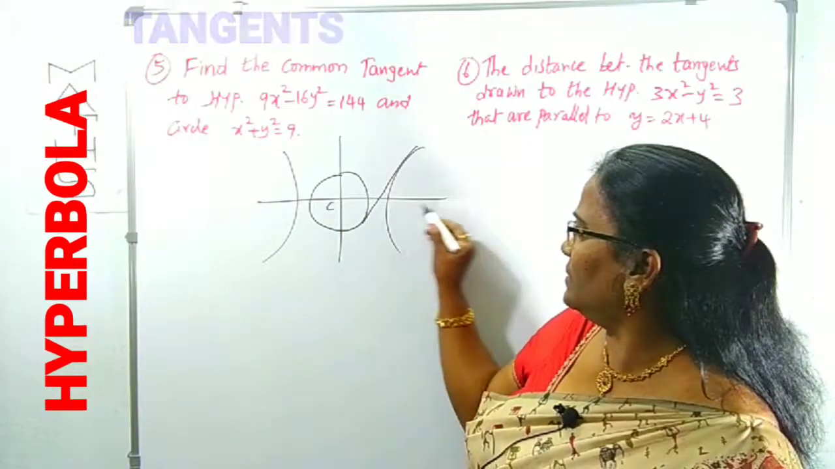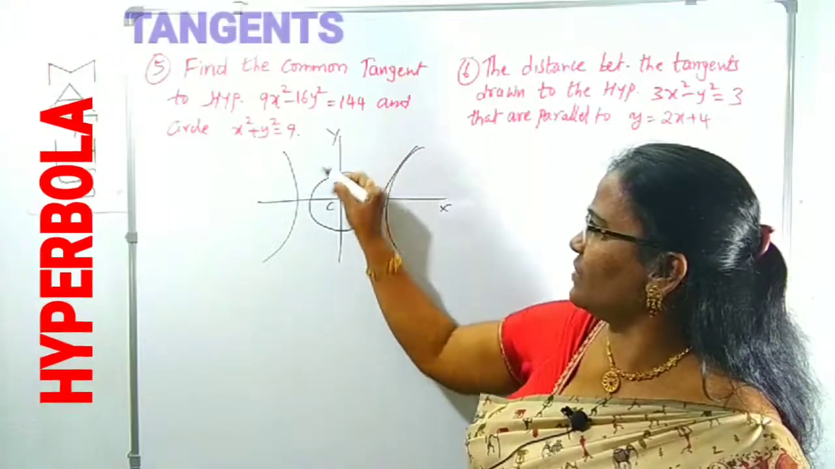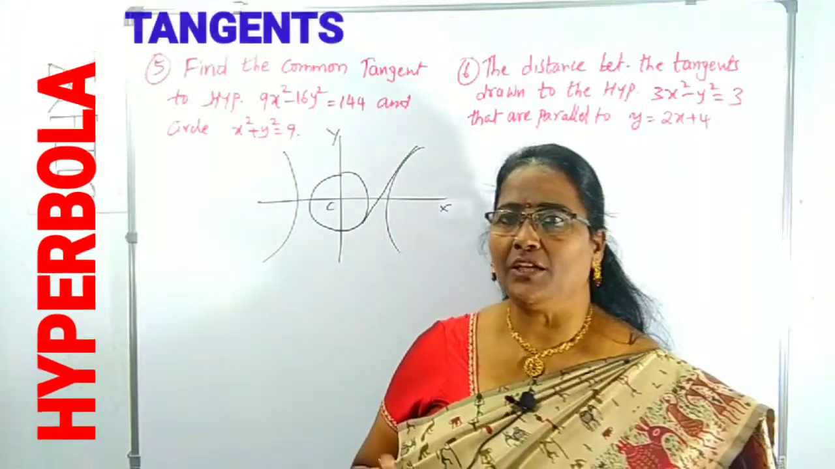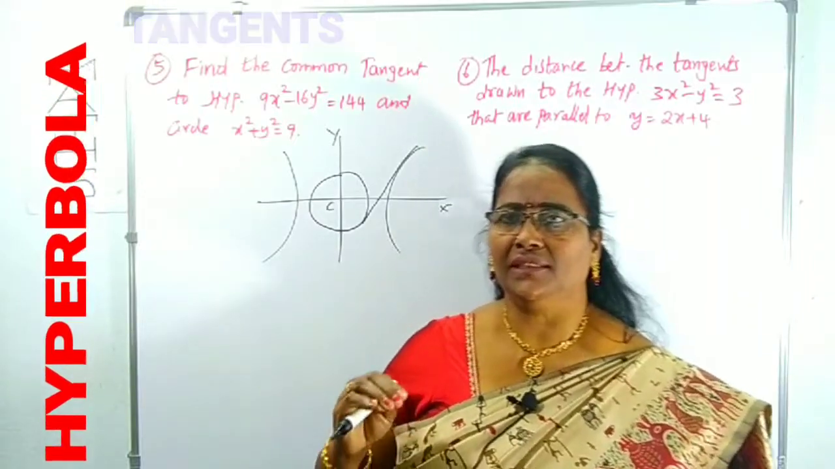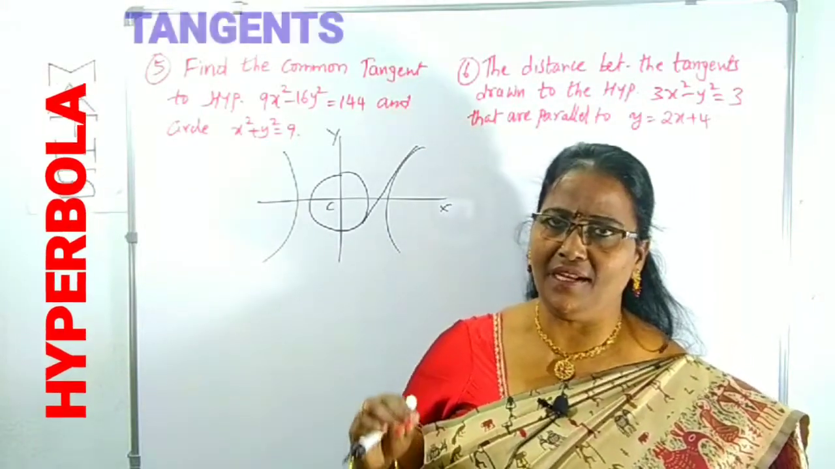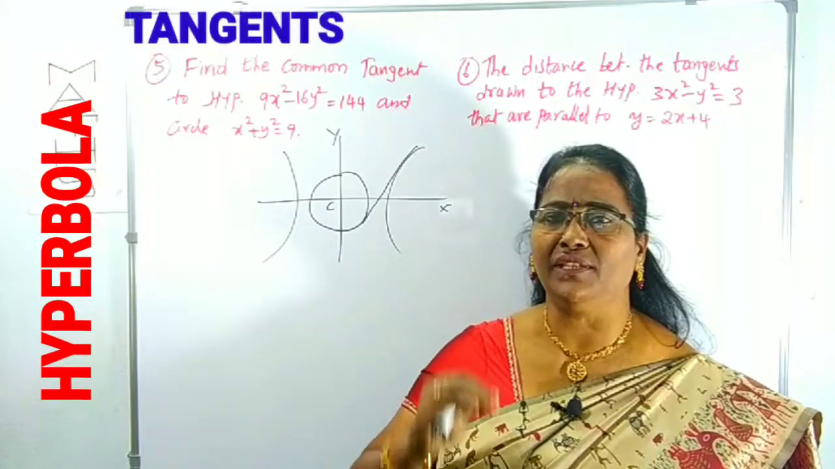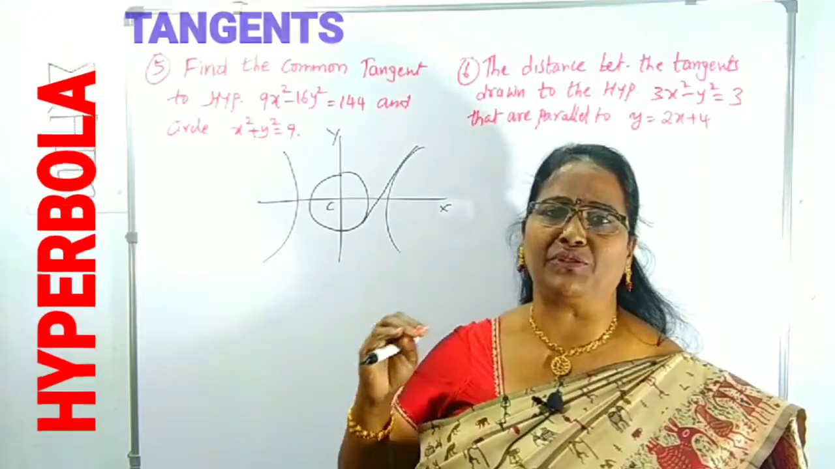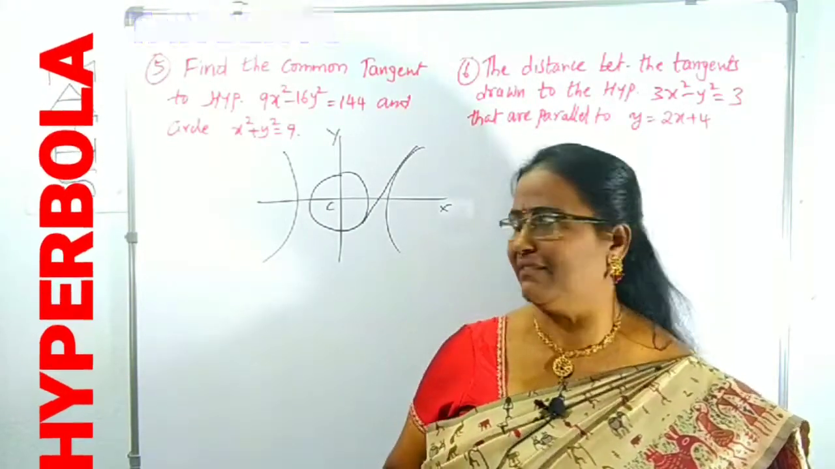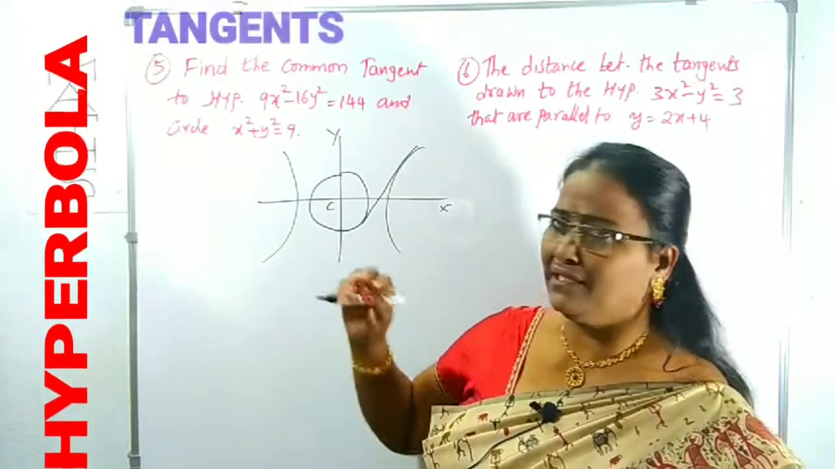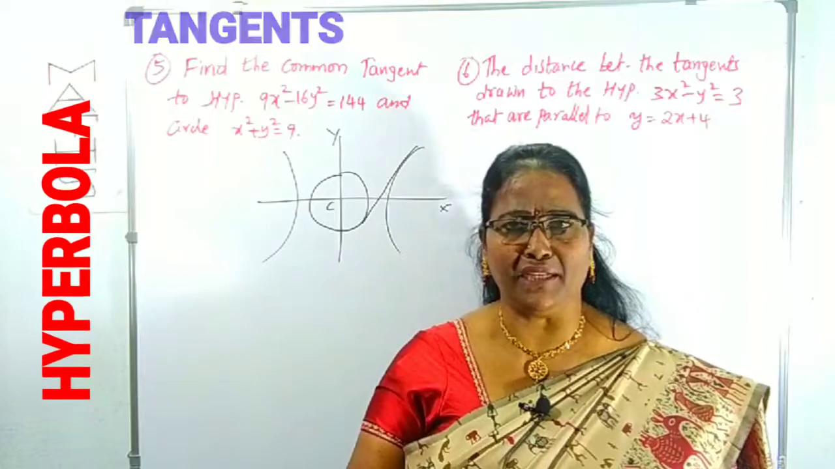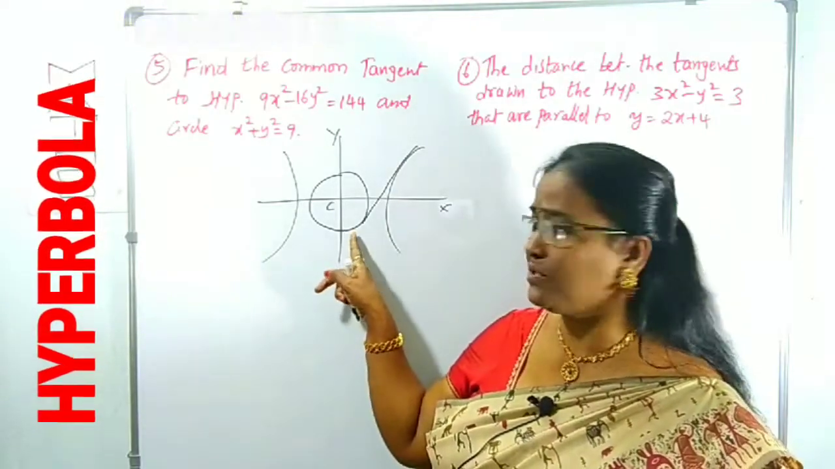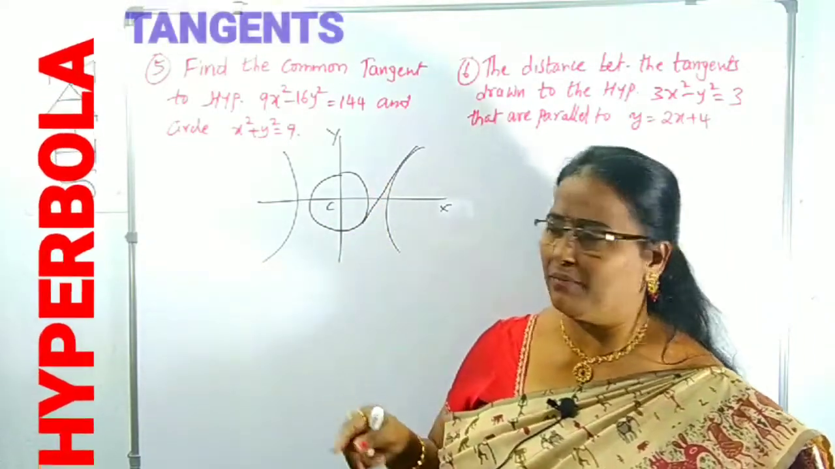Suppose C is the center, this is the x-axis, this is the y-axis. Clear? You have to know two points here. What is the condition for a tangent line to the circle, and what is the equation of the tangent in slope form with respect to the hyperbola? Both conditions are very, very important. Using those two conditions, we can find the common tangent. Common tangent means it is tangent to both the circle as well as the hyperbola.